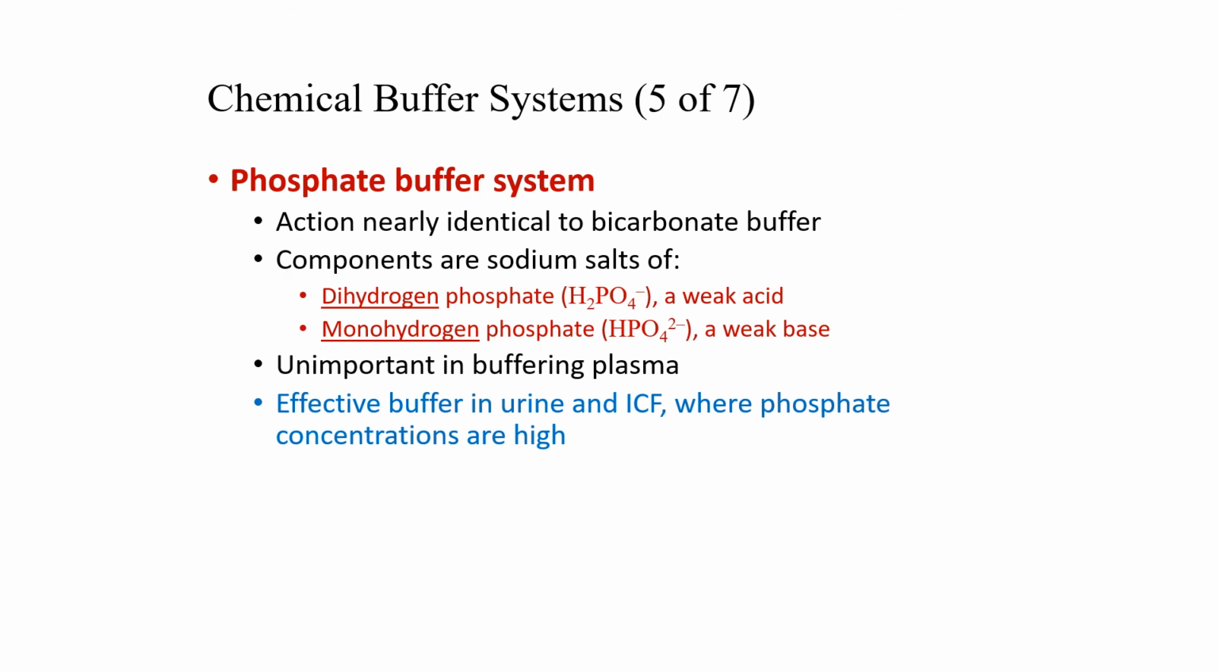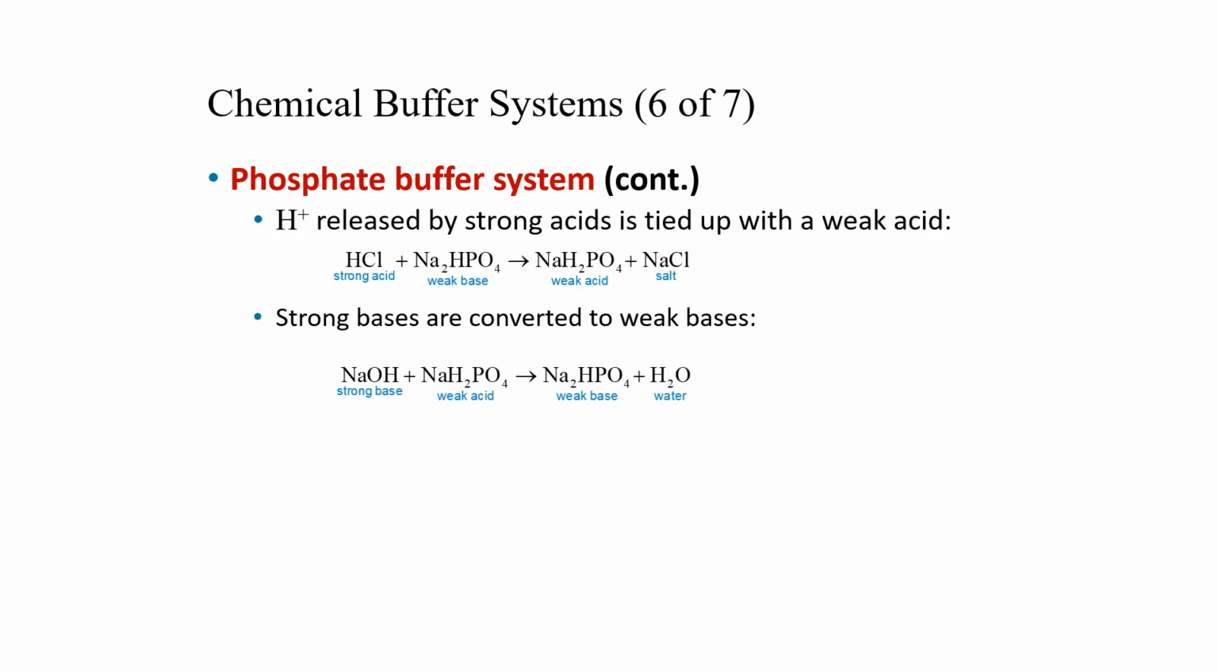When we look at this, it is very effective in urine and the intracellular fluid. Okay, and this is because this is where phosphate concentrations are high. So when a proton, hydrogen, is released by strong acids, it's tied up with a weak base. So HCl is tied up with sodium... sorry, that's not sodium bicarbonate. That's sodium phosphate. My apologies.